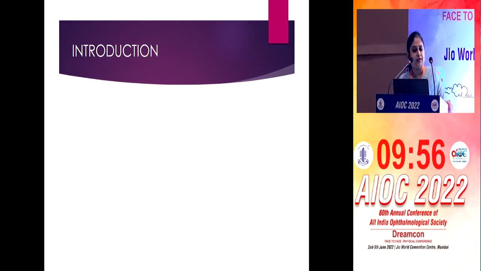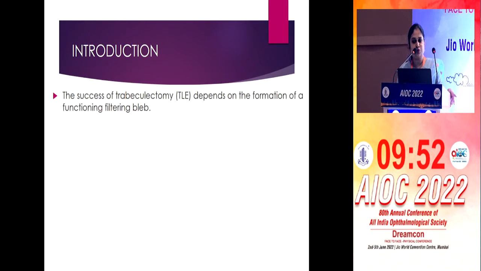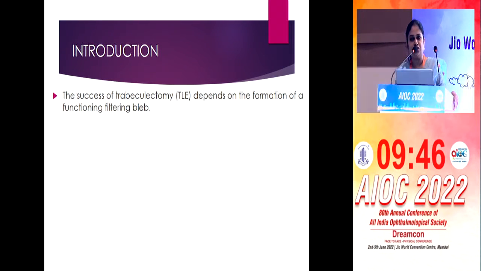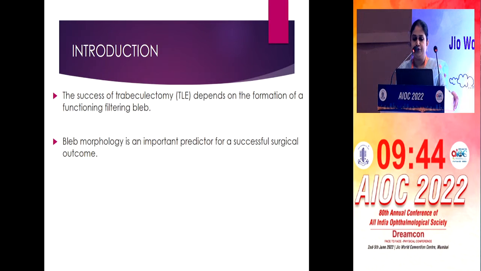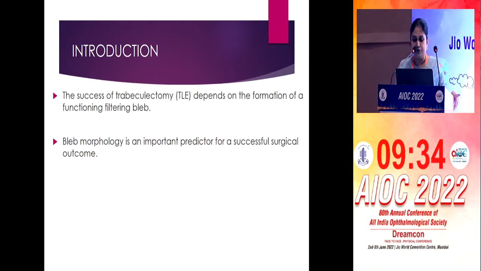So, as mentioned by previous speakers, trabeculectomy continues to be the gold standard in the surgical management of glaucoma, the success of which depends on the formation of a functioning filtering bleb. Therefore, bleb morphology is an important predictor for a successful surgical outcome, as it is considered an indicator of shunt function and also a predictor of bleb-related complications.